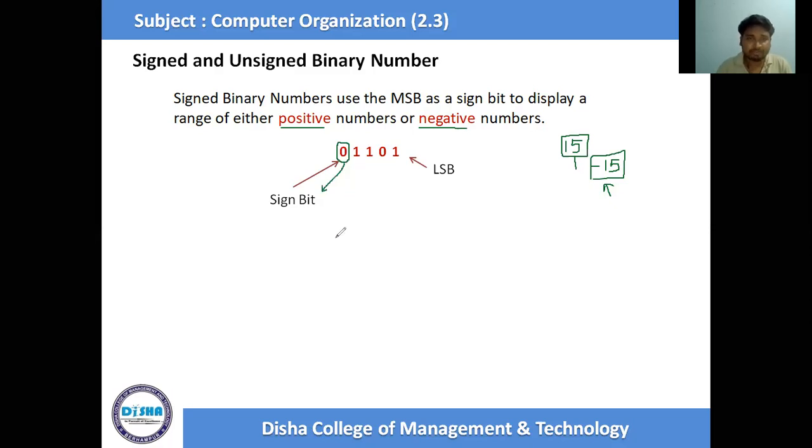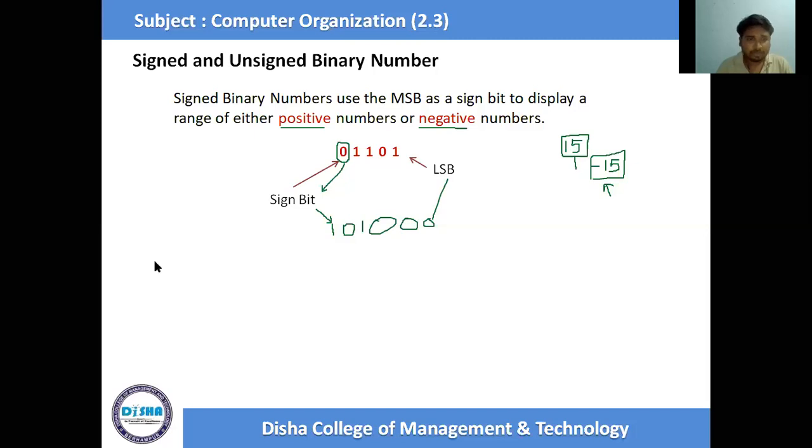For example, say we have a number like 0 1 0 0 1 0. So this is the LSB side. Again, this bit is dedicated to the sign bit. So let's see in detail.